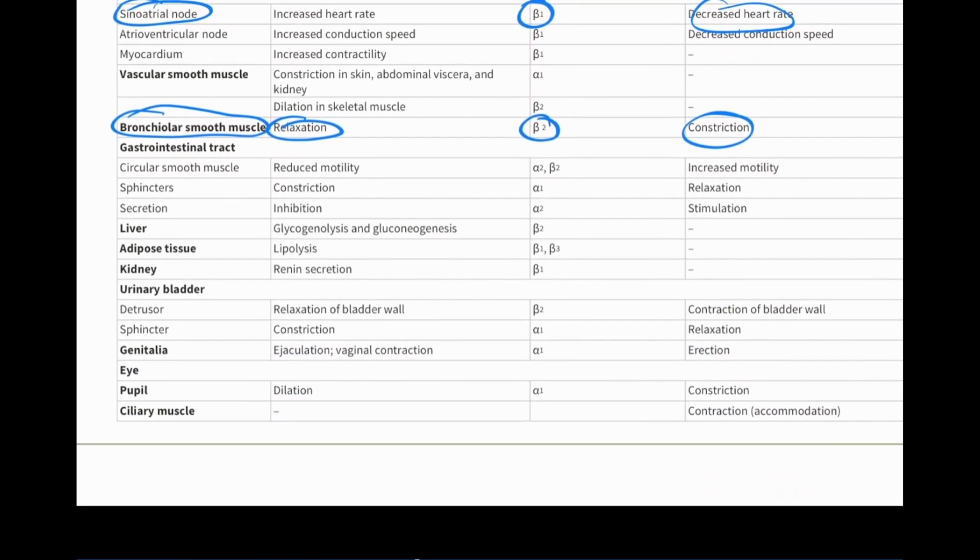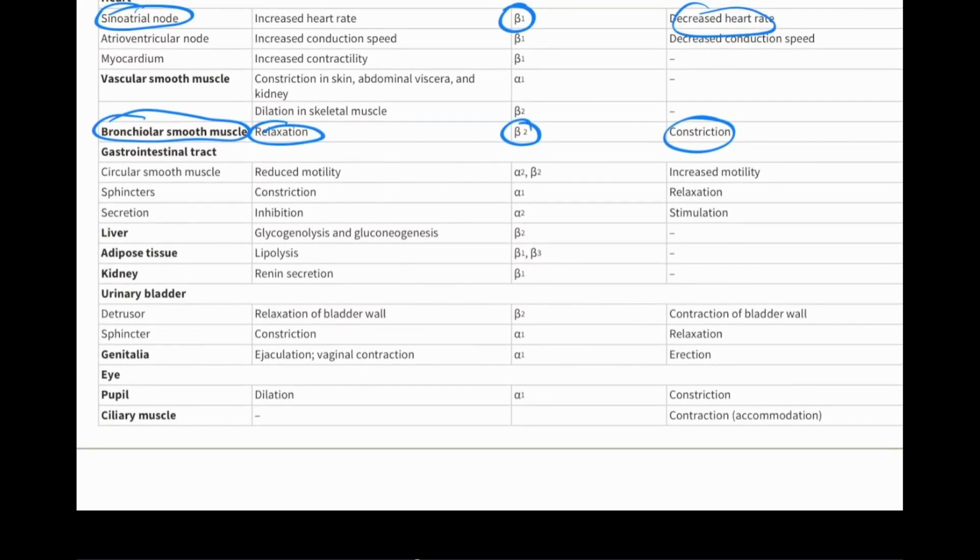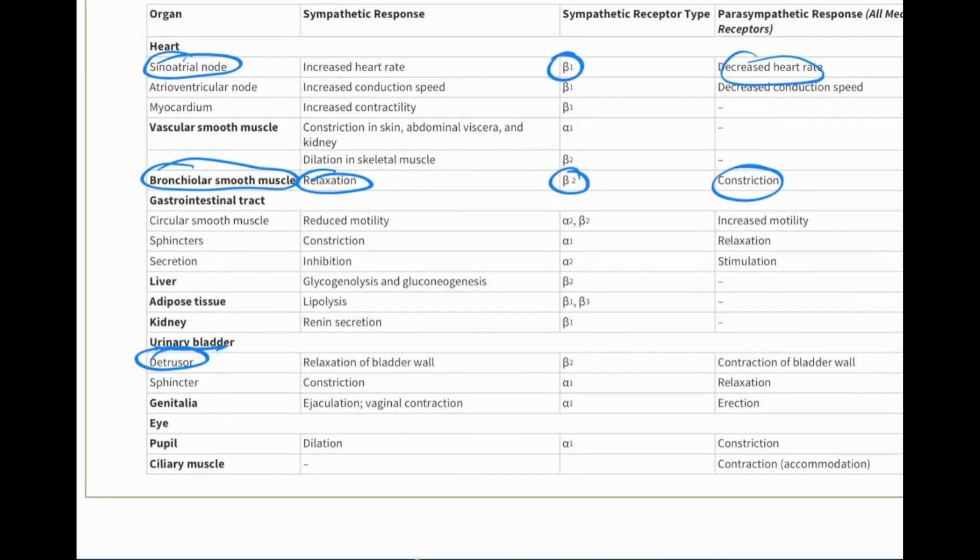Okay, I also want you to know, urinary bladder, detrusor. The detrusor muscle is the muscle of the bladder that squeezes to allow you to void urine. So, the sympathetic system causes relaxation of the wall. We want to relax the wall, and what will that allow you to do? Hold more urine. Because we're relaxing the bladder, it can hold more volume.